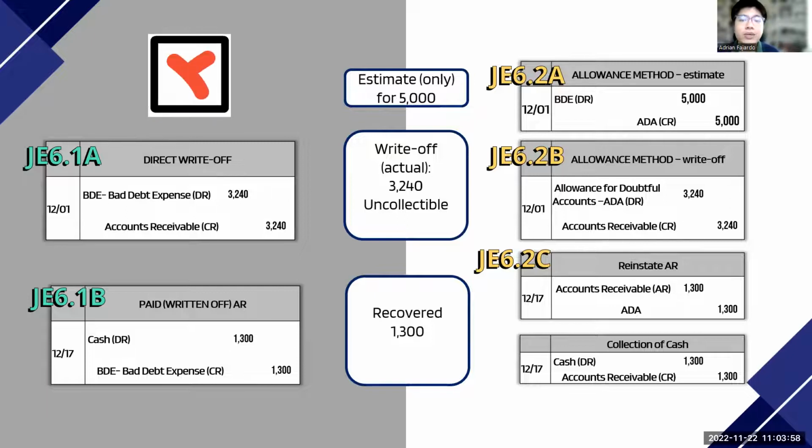Ang importante lang is we understand na si direct write-off kapag actual losses lang or already deemed uncollectible. Pero si allowance method, kahit estimate pa lang, they start recording already. So that's difference number 1. Difference number 2, bad debt expense, direct write-off method has no ADA or allowance for doubtful accounts.